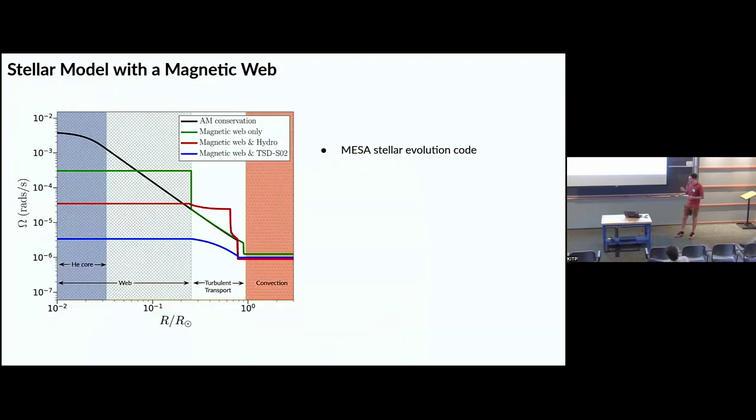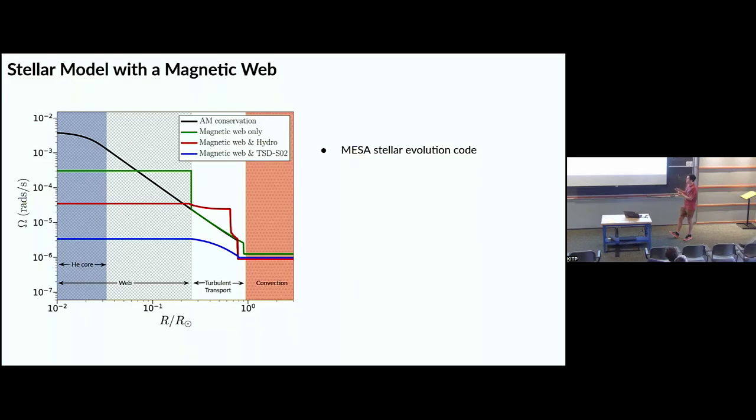Okay, so I've been mostly waving my hands, but I've implemented this in the MESA stellar evolution code, so I won't go into too much detail. But this is the rotation rate as a function of stellar radius of a typical 1.5 solar mass star on the red giant branch. And here I'm showing a few different models. The black is no angular momentum transport, so I've turned off all transport in the star, and you can see that the core, the helium core region, is rotating much faster than the envelope.